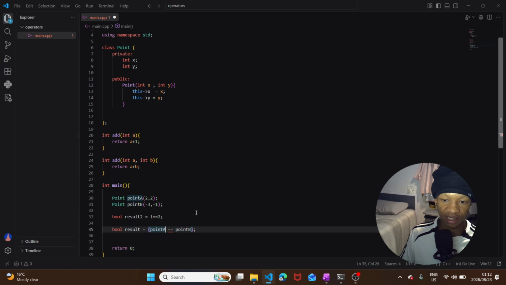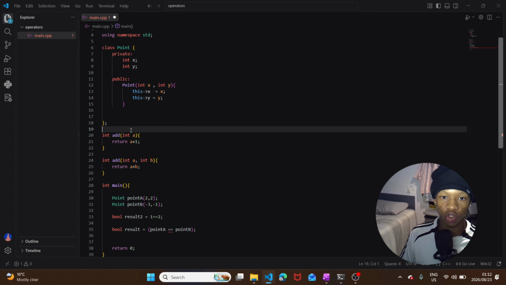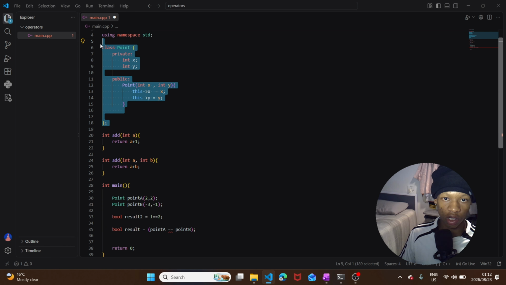But C++ does not know how to do that, right? So that's essentially what we want to solve, those types of problems, whereby we want to use operators such as this comparison operator in our class. So let's just see how we can essentially introduce operator overloading.